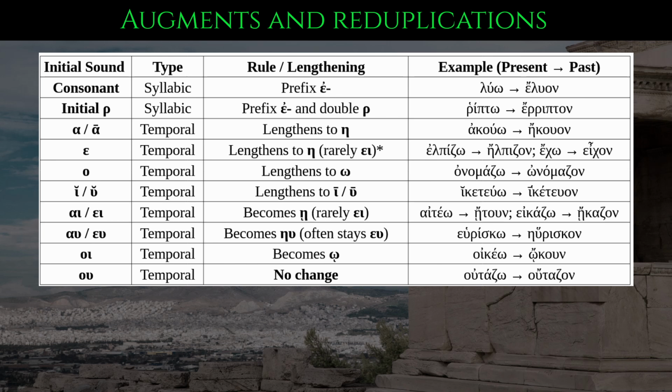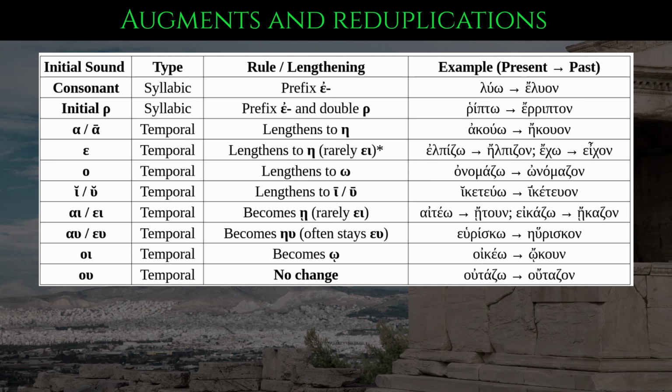Next, we have the diphthongs, starting with the pairing alpha iota and epsilon iota. Here, they become eta with iota subscriptum. I will talk about the subscriptum in just a moment. So, for example, aiteo becomes eituon, and aizo becomes azon.